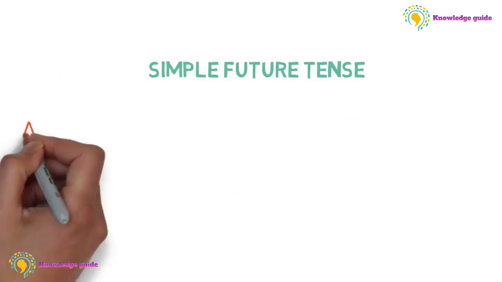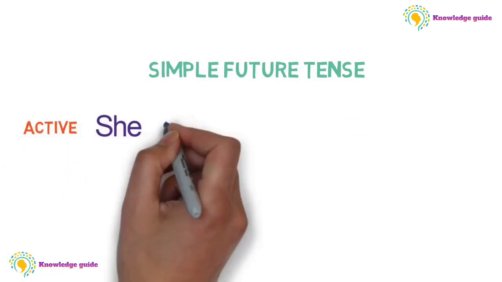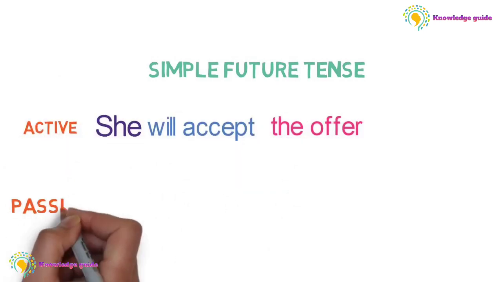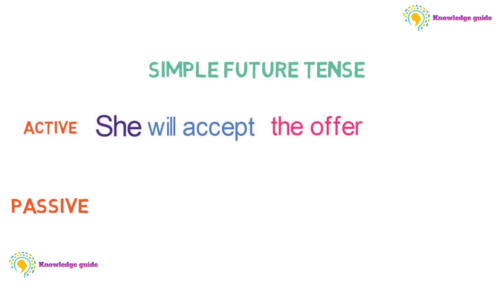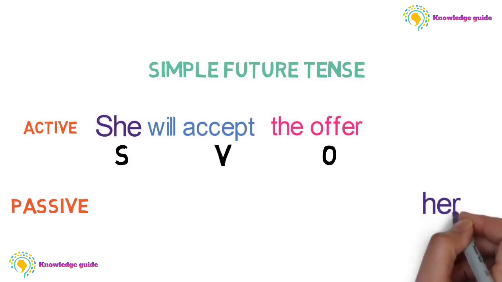Now let's see examples of simple future tense. Active sentence: She will accept the offer. In the passive sentence, firstly the subject is she, the verb is accept, and the object is the offer. Now let's swap the subject and the object in each position. So she will turn to her and be placed at the last, and the object in the first.